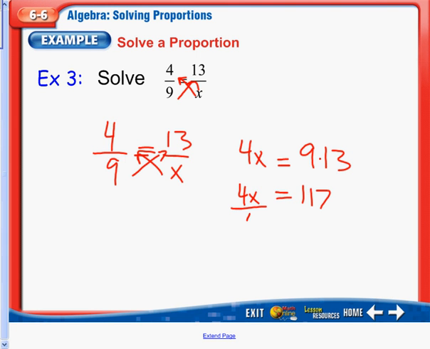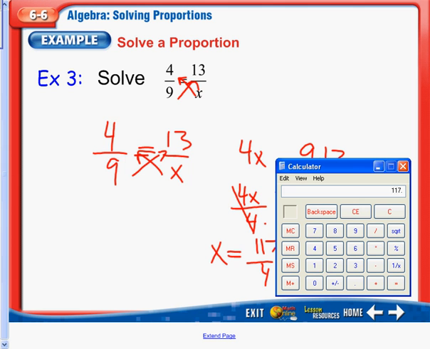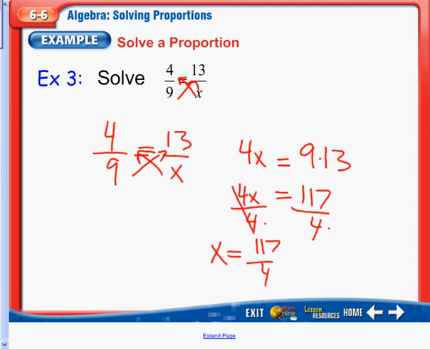117 is not an even number, and since I am dividing by an even number, I will have a remainder. But since we have 4x, 4x is multiplying, 4 times x, so we need to divide. And what we do to one side, we have to do to the other. So now I'm left with x equals 117 over 4, which I'll do on the calculator as well. 117 divided by 4, so I have 29 wholes.